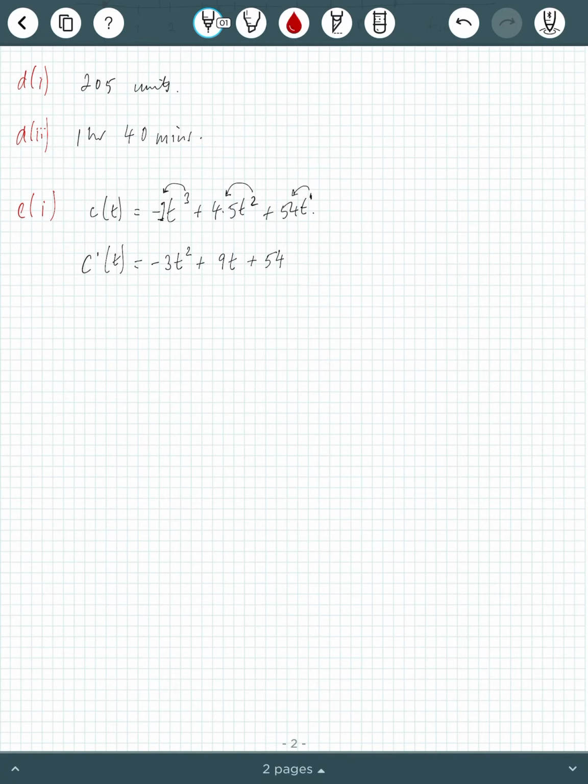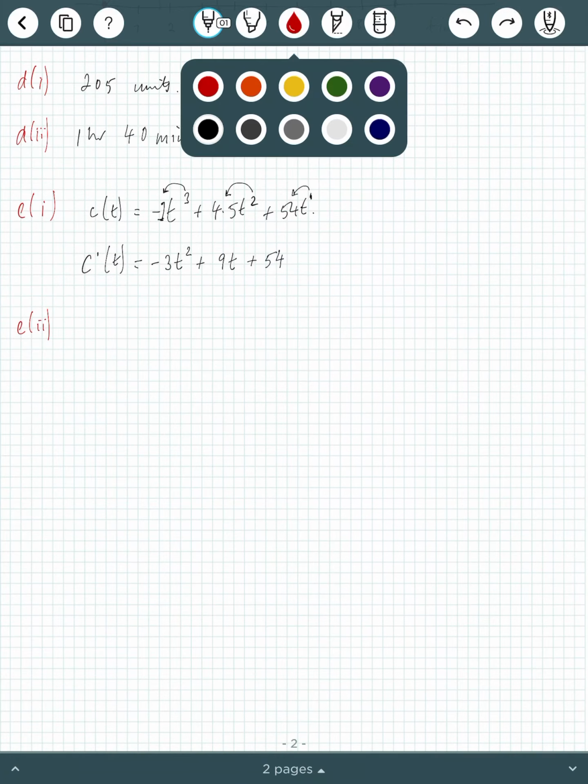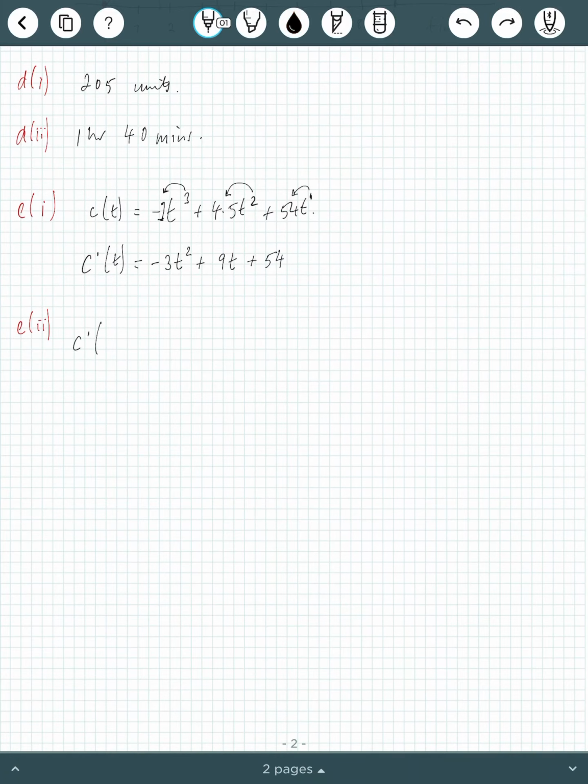Okay, E part 2 then. So that's the rate of change there, lads. So then E part 2 asks, use your answer to part E part 1 to find the rate at which the drug amount is changing after 4 hours. So really simply then, lads, you just substitute in. So, sorry, I'll use the same color here, black. So c dot, and it's 4 now. So it's minus 3 times 4 squared plus 9 times 4 plus 54.